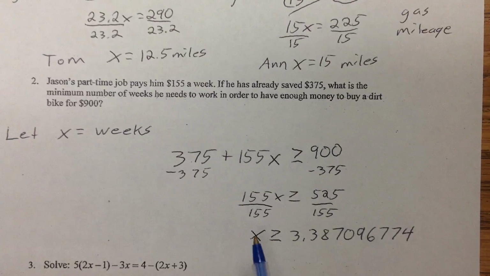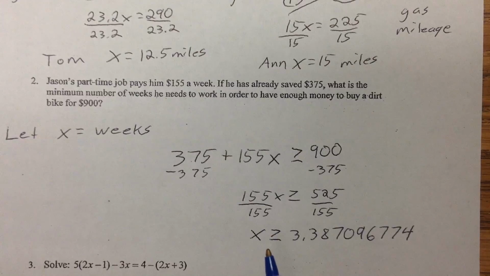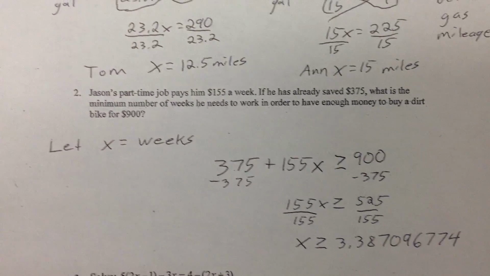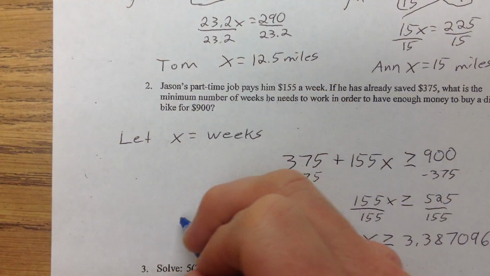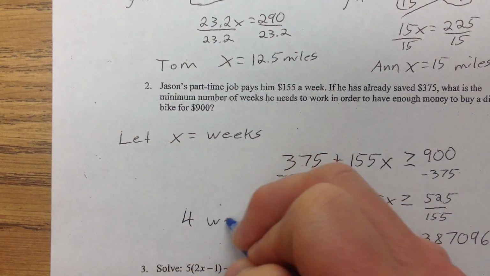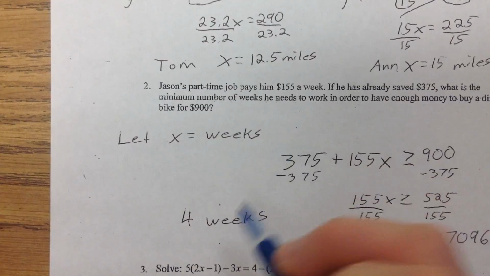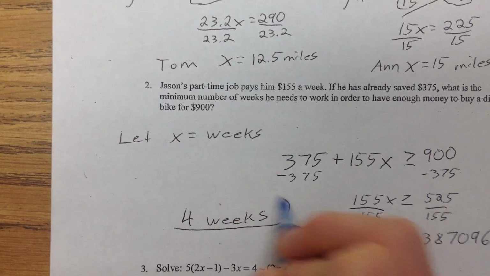If we look at this, this is saying x has to be greater than or equal to 3.38, so that means 3 is not actually going to be large enough because 3 is less than this number. So what we're going to have to go with is 4. Jason is going to have to work at least 4 weeks to have enough money for his dirt bike. Okay.